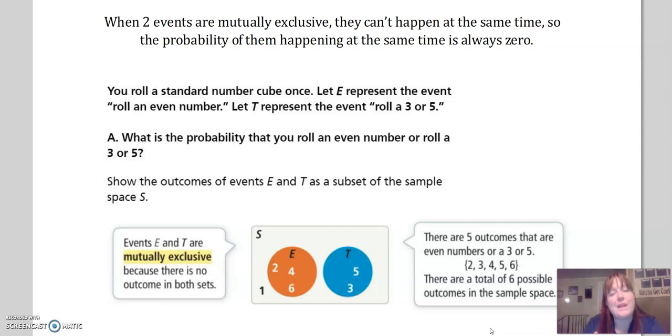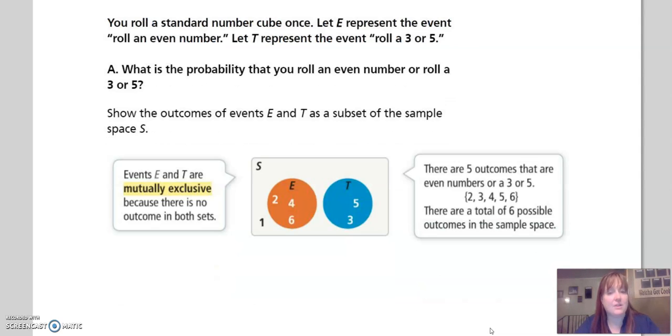And we just call them letters so that we don't have to keep saying, what is the probability that you rolled an even number? We could just say, what's the probability of E? What's the probability of T? It's just so much simpler, okay? So the first question is, what is the probability that you roll an even number or you roll a 5? Okay, so we're going to draw a Venn diagram for this one.